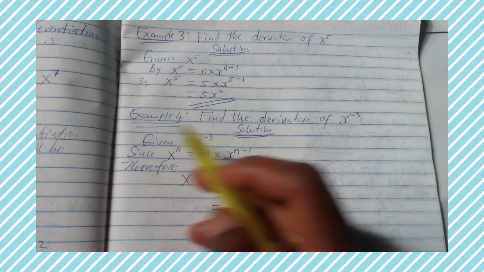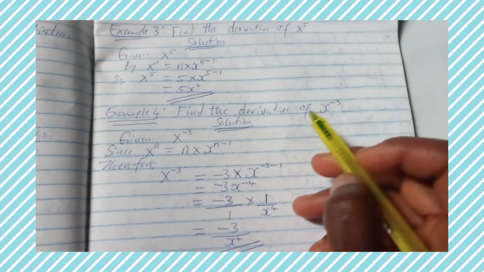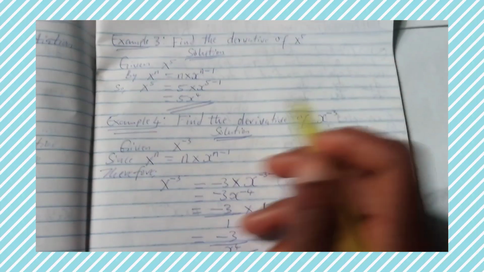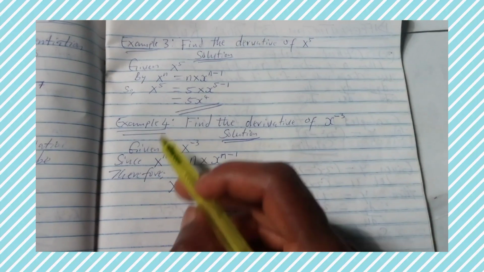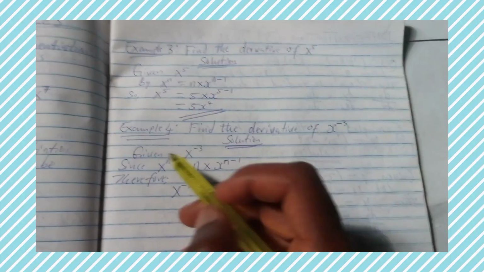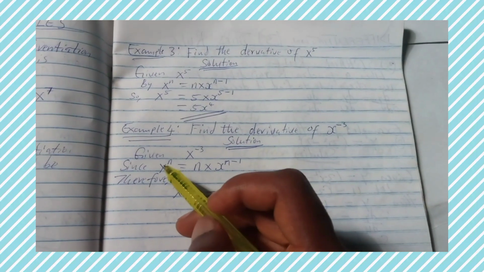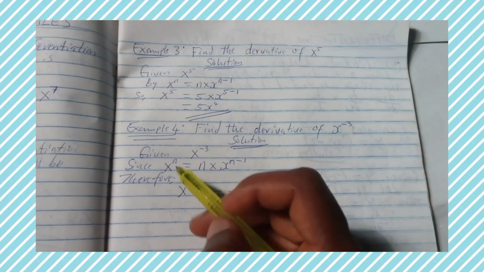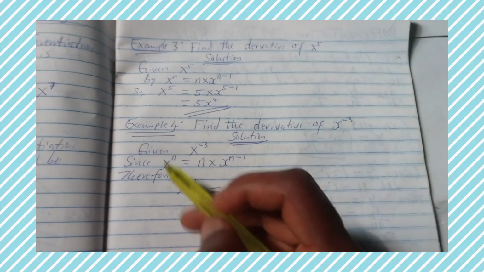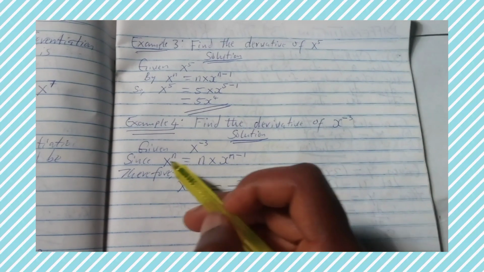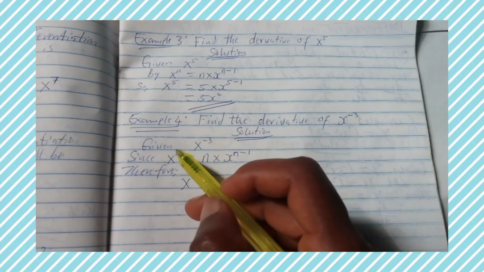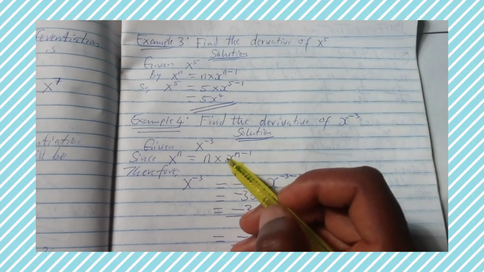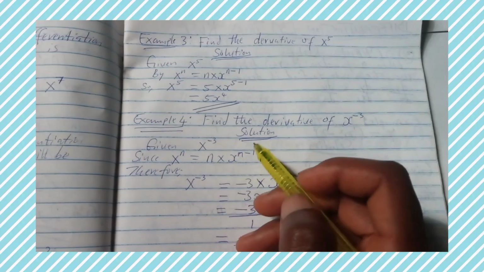Now let's look at another example. Example 4: find the derivative of x to the power of minus 3. We use the same method. Since the power rule says x to the power of n, if you have a function raised to a power, the power will multiply the entire function. That is, this n is a power, we multiply it by the entire function, which is x to the power of n, then we still subtract 1 from the power.